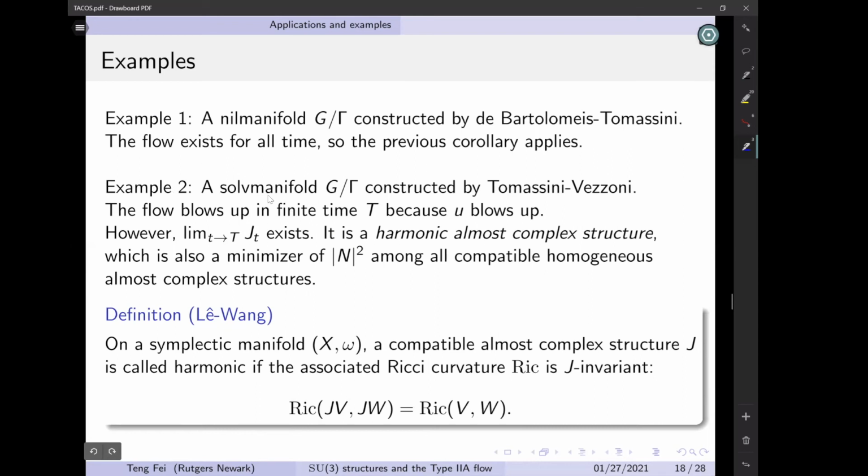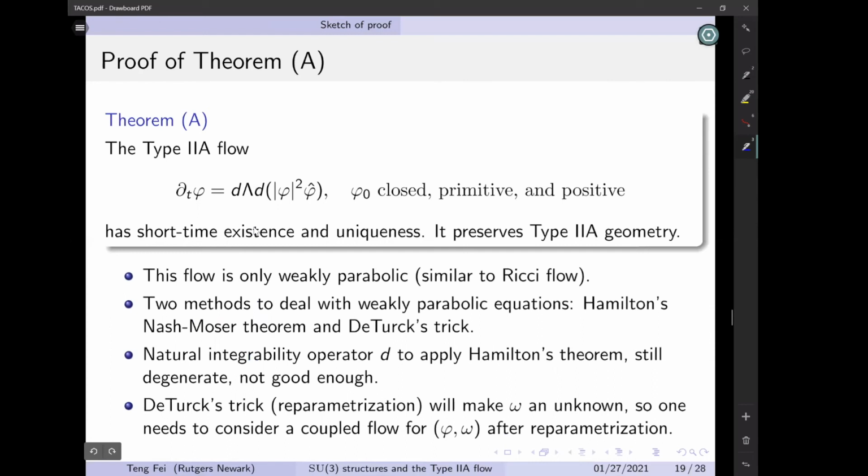And in this case, we do get one. And in fact, we find this harmonic almost complex structure by using our flow. They are the limiting almost complex structures. Okay, we also have some other examples, but let me just not talk about them.